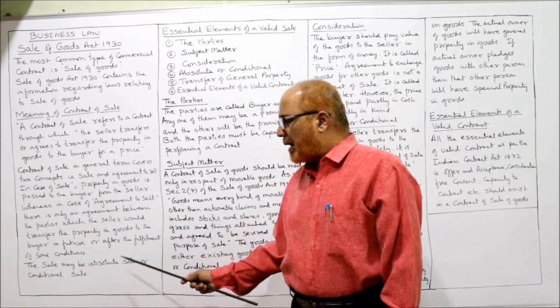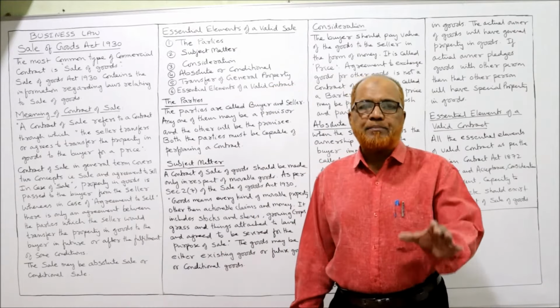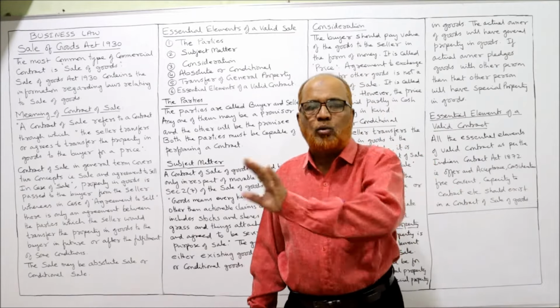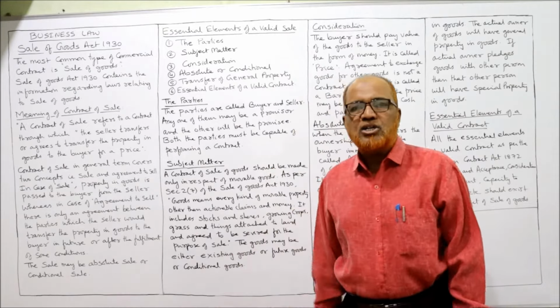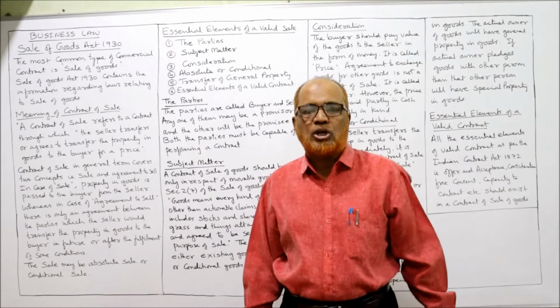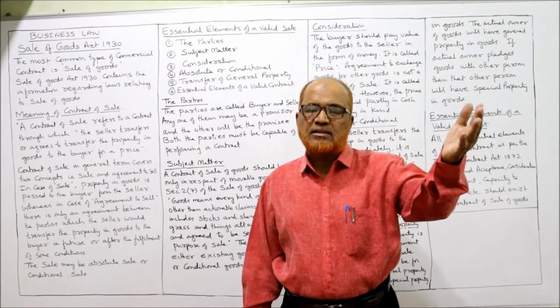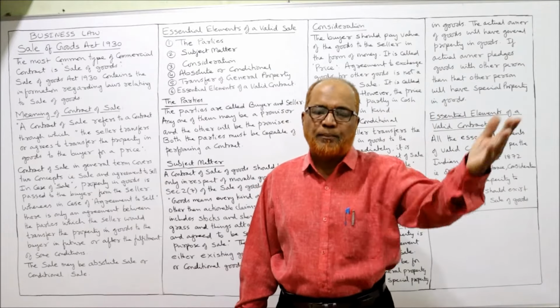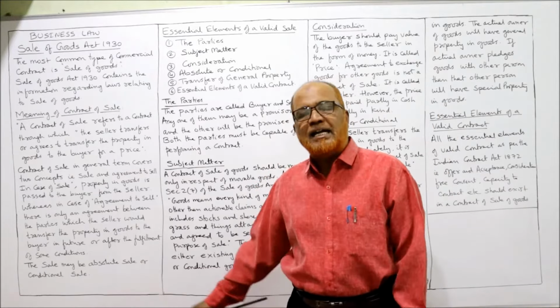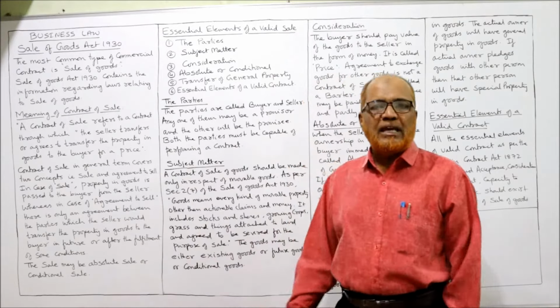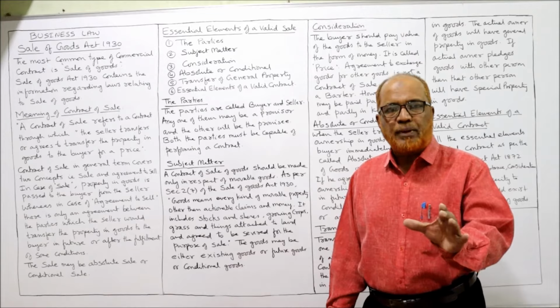Now the sale may be absolute sale or conditional sale. Absolute sale is without any condition, and immediately the property in goods is transferred. Then conditional sale: the sale will be conducted depending on some condition. It will be in future that the property in the goods will be transferred. That is conditional sale. So far I have explained to you the meaning of the term sale. So simple.